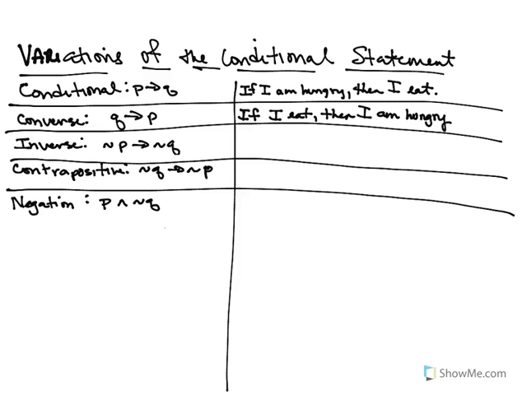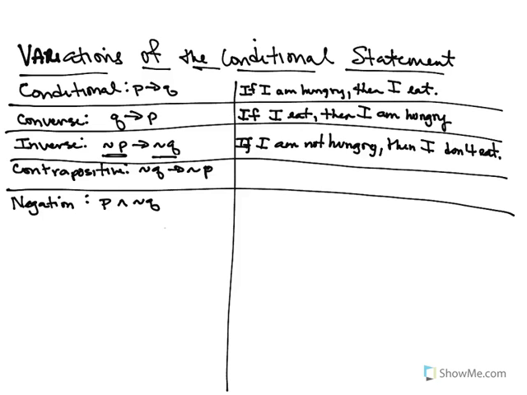Then we have the inverse. The inverse goes back to the original conditional statement, but each component of the conditional statement is negated. So if not P, then not Q. So what is that going to be in words for this example? If I am not hungry, then I don't eat. So my original conditional statement was if I am hungry, then I eat. The inverse must be the not of the P. So if I am not hungry, then the not of the Q, then I don't eat.